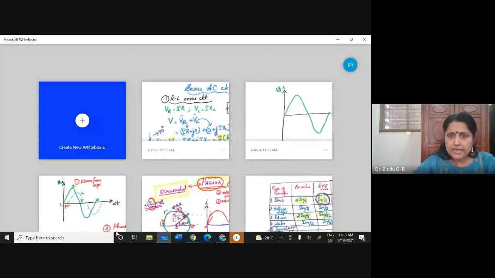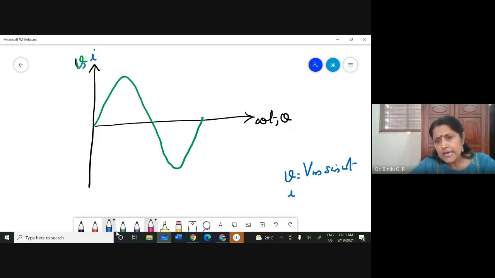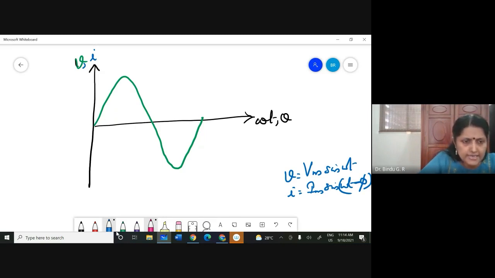So I can write the equation in the same form. V is equal to Vm sine omega t, and I is equal to Im sine of omega t minus phi, not pi by 2. V is equal to Vm sine omega t. I is equal to Im sine of omega t minus phi. How did I get that? I drew this current I like this, and the resultant voltage V I got like this, and there was an angle phi.